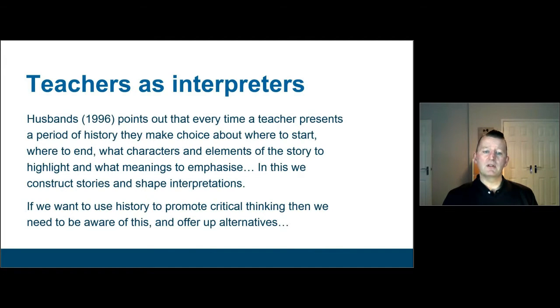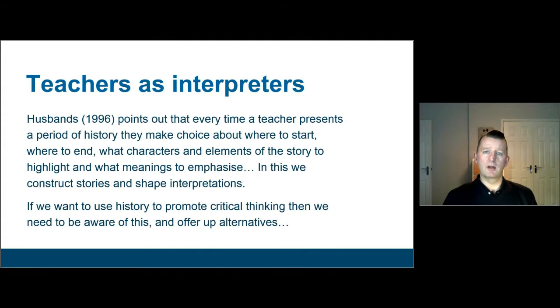But he also points out that if we want to use history as a school subject to promote critical thinking and to develop a genuine historical understanding of the world, then we also need to be aware of how we do that, and we need to, at least sometimes in our teaching, offer up alternatives. Now, the extent to which we do this is debated in the literature, and several of the authors that I've referred you to for this course will say that we should do this sparingly.